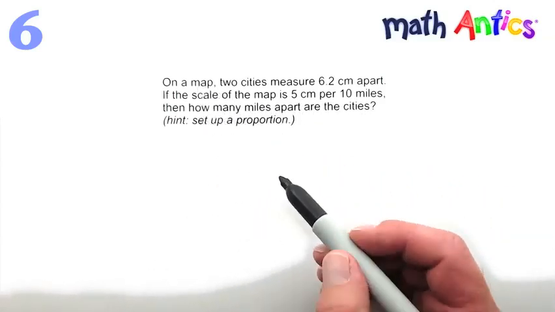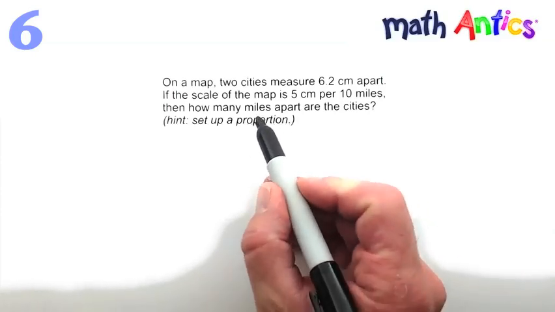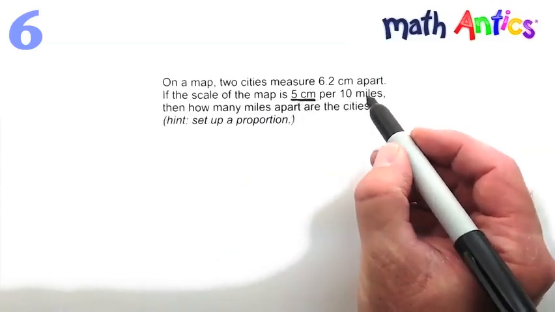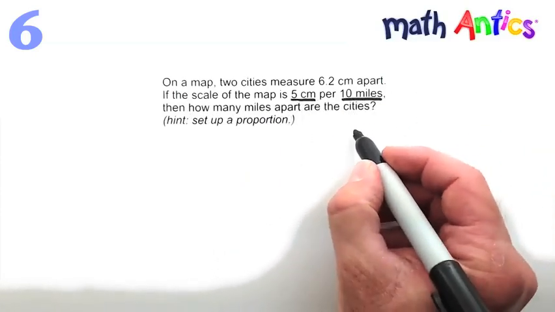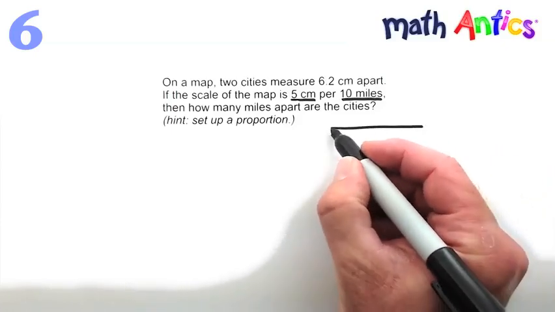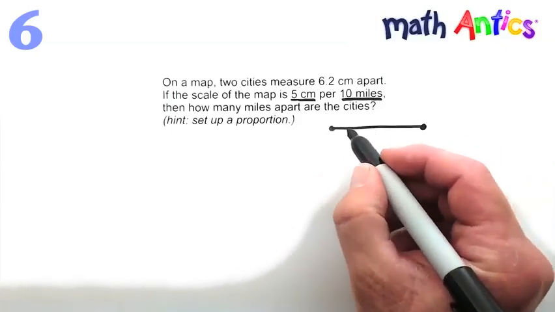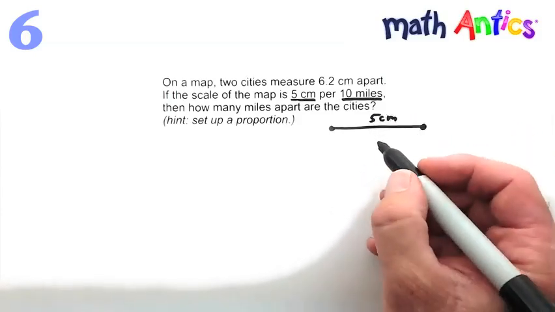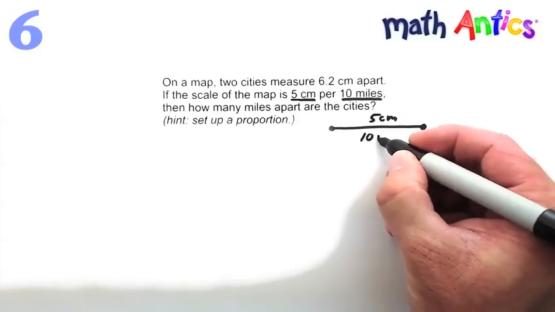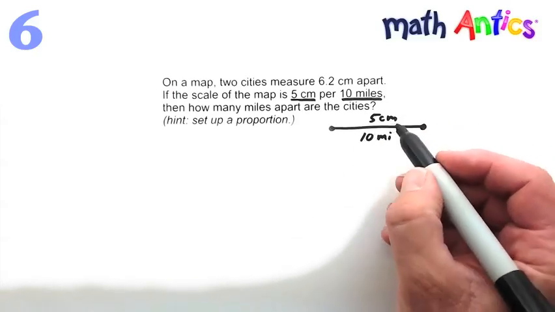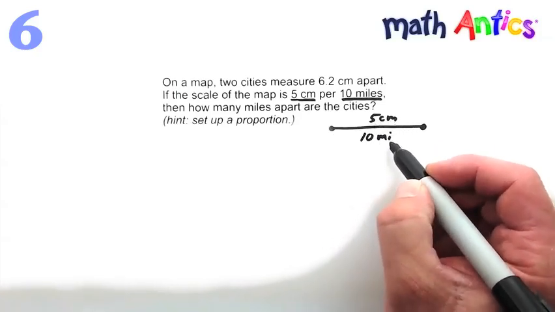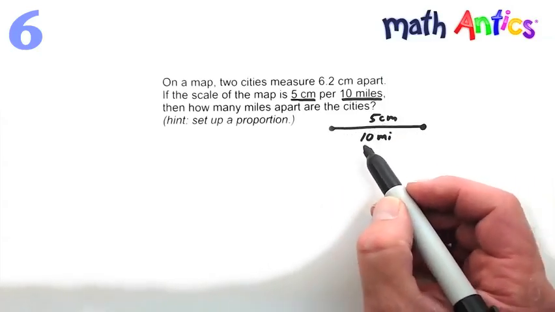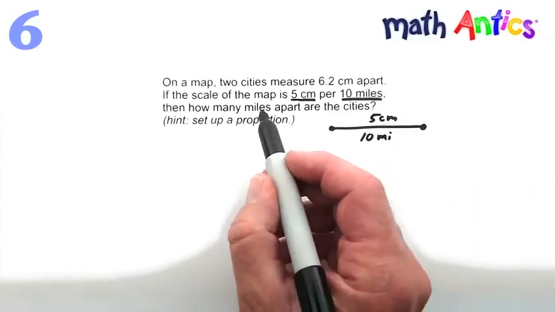Okay, so a map is an example of a scale drawing, and there's a scale factor on that map. It's telling us here that the scale of our map is 5 centimeters per 10 miles. What that means is that if you have a particular distance on your map on the paper, and let's say that measures 5 centimeters on the paper, that is going to represent 10 miles in the real world. It doesn't mean that 5 centimeters is the same as 10 miles. That would be silly. It just means that 5 centimeters on the map is being used to represent 10 miles in the real world.